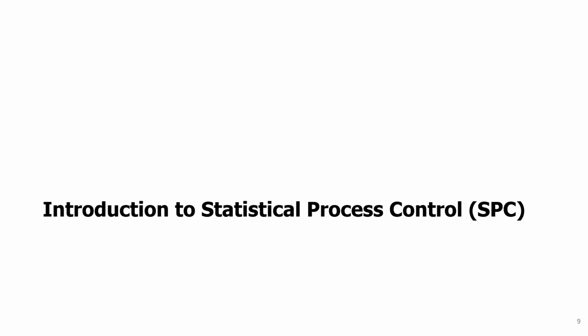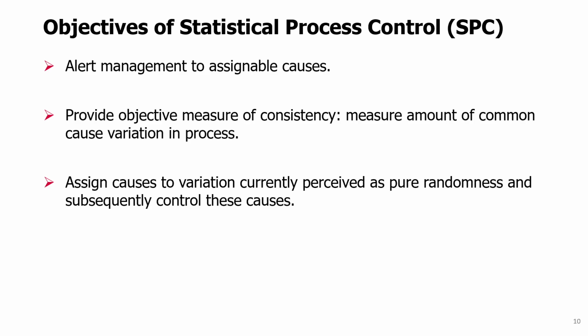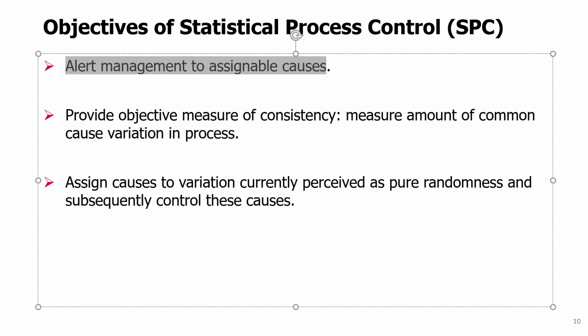Introduction to Statistical Process Control, SPC. Objectives of statistical process control will be, first of all, to alert management to assignable causes.